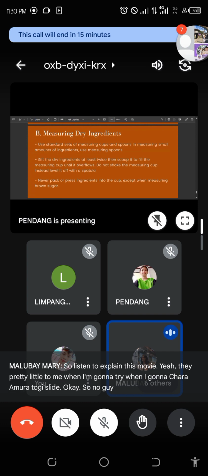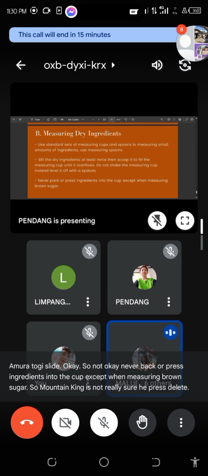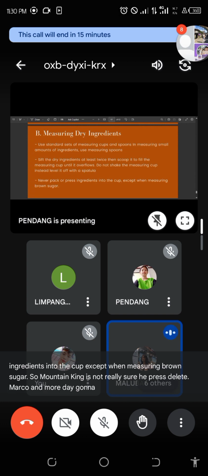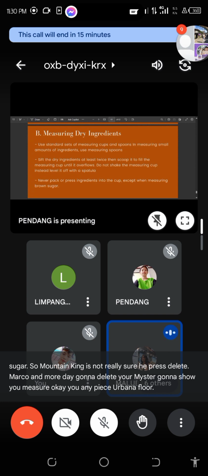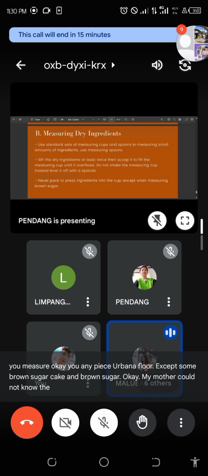Sunod kay never pack or press ingredients into the cup except when measuring brown sugar. So mo tong gamon guys no nga dili siya i-press, dili siya i-tuot gani, kay dili na siya masakto ang measure kay imo na magiduot maayo yan itis ra na ang flour. Except sa brown sugar kay mga dagko mo, kay banya ni mga hangin-hangin sa ilang, so medyo na ni may press. So, palayo ko next.